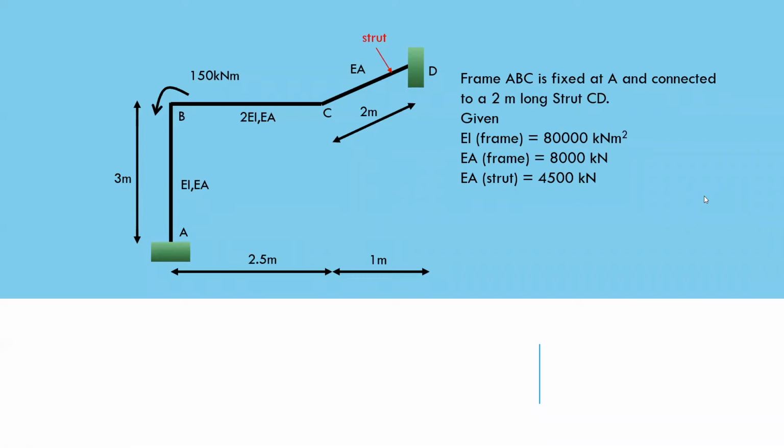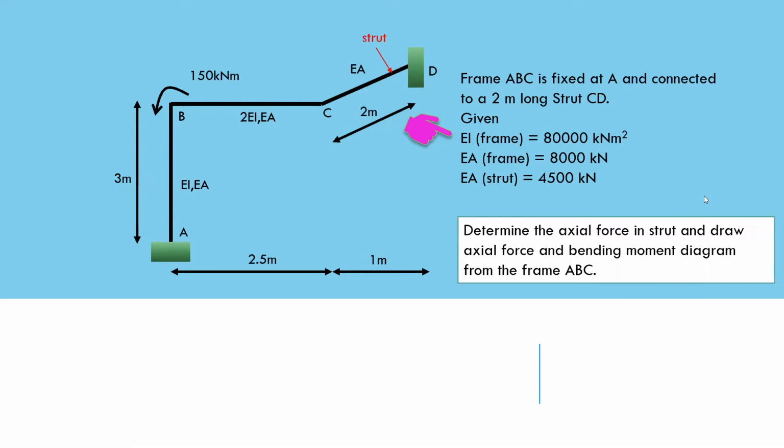This is a composite structure where the frame ABC is fixed at A and connected to a 2-meter long strut CD. Axial rigidity EA and flexural rigidity EI of the frame and strut are given. In this video, I will present how to determine the axial force of the strut by using the flexibility method.